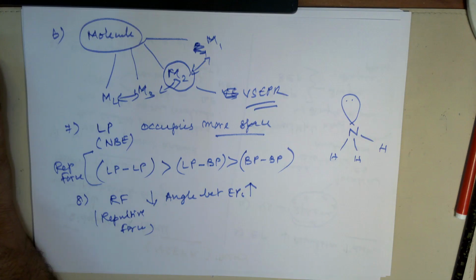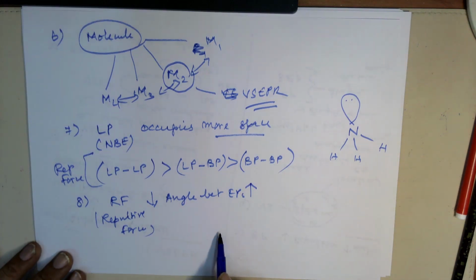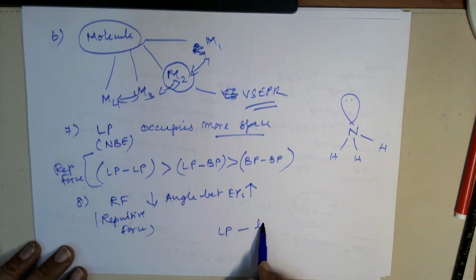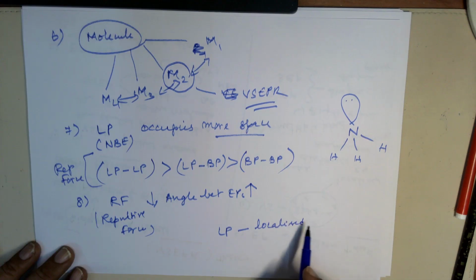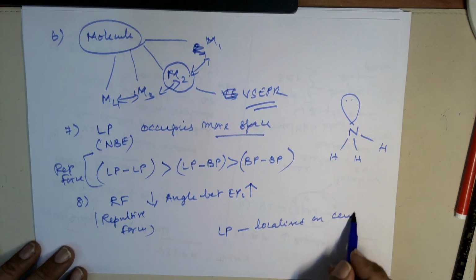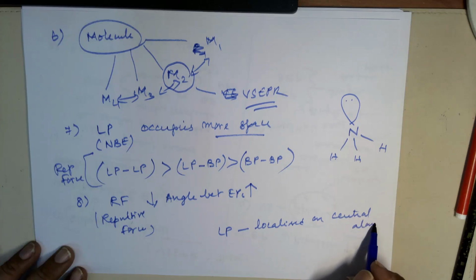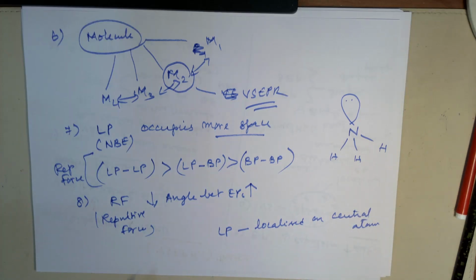In fact, the lone pairs of electrons are localized on the central atom. Okay, take down: lone pairs are always localized on the central atom, whereas bond pairs are shared between two atoms. So consequently, lone pairs of electrons occupy more space compared to the bonded pair.